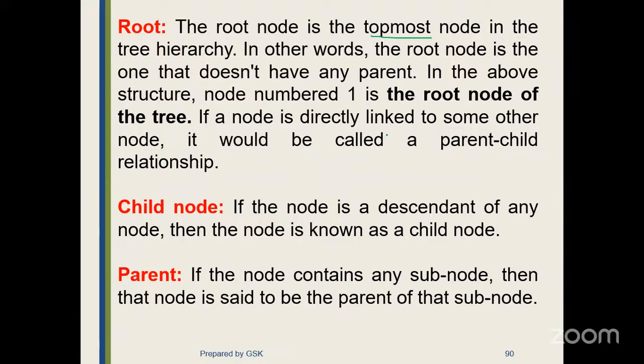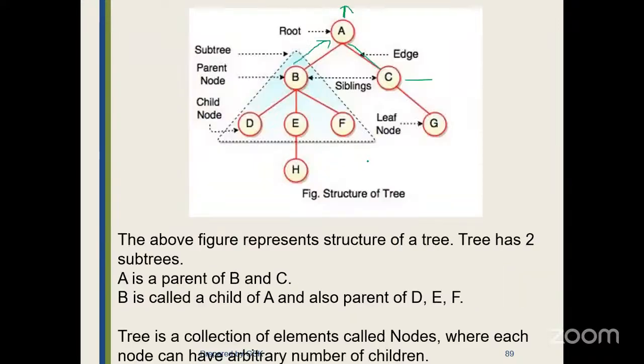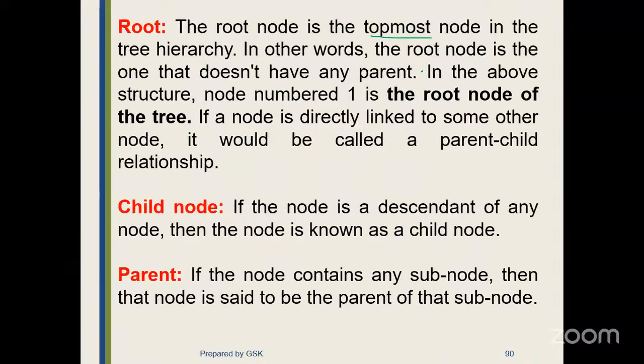If a node is directly linked to some other node, it is called a parent-child relationship. So in this example, the root node is directly connected with B and C. This is called a parent-child relationship. A is parent to B and C. Root node is clear now. Root node is a node which doesn't have a parent node, or you can say the root node is the topmost node in the tree hierarchy.